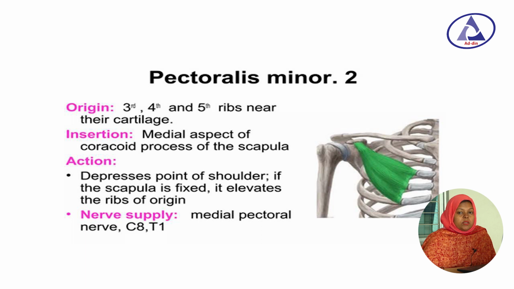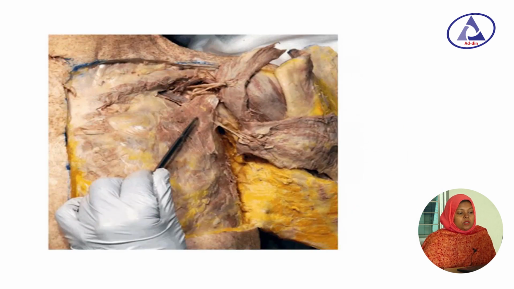So again, the insertion is the medial aspect of the coracoid process of the scapula. Then the action: it depresses the point of the shoulder. If the scapula is fixed, it elevates the ribs of origin and helps in forced inspiration. Nerve supply: medial pectoral nerve, that is cervical 8 and thoracic 1. This is the picture that shows the pectoralis minor muscle in the body.